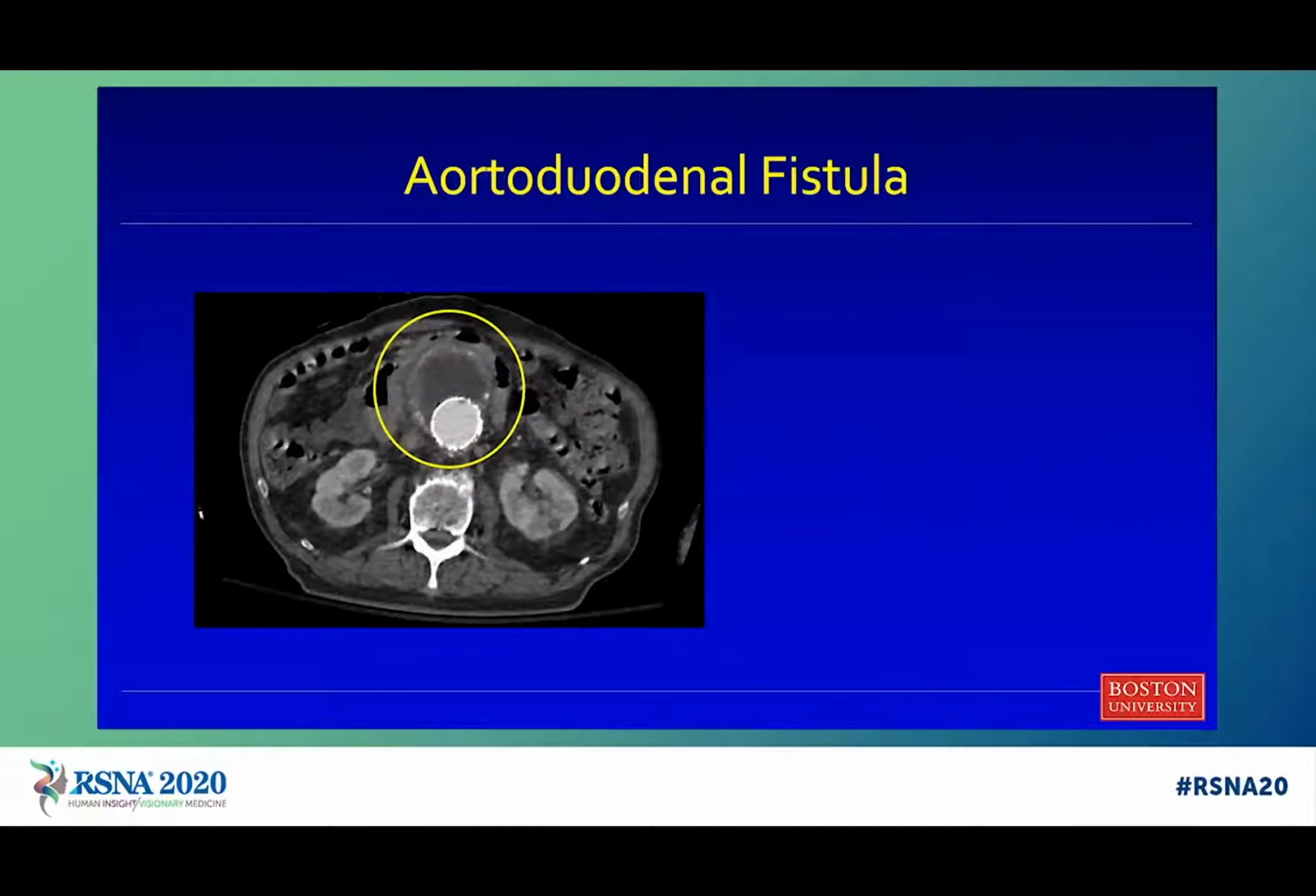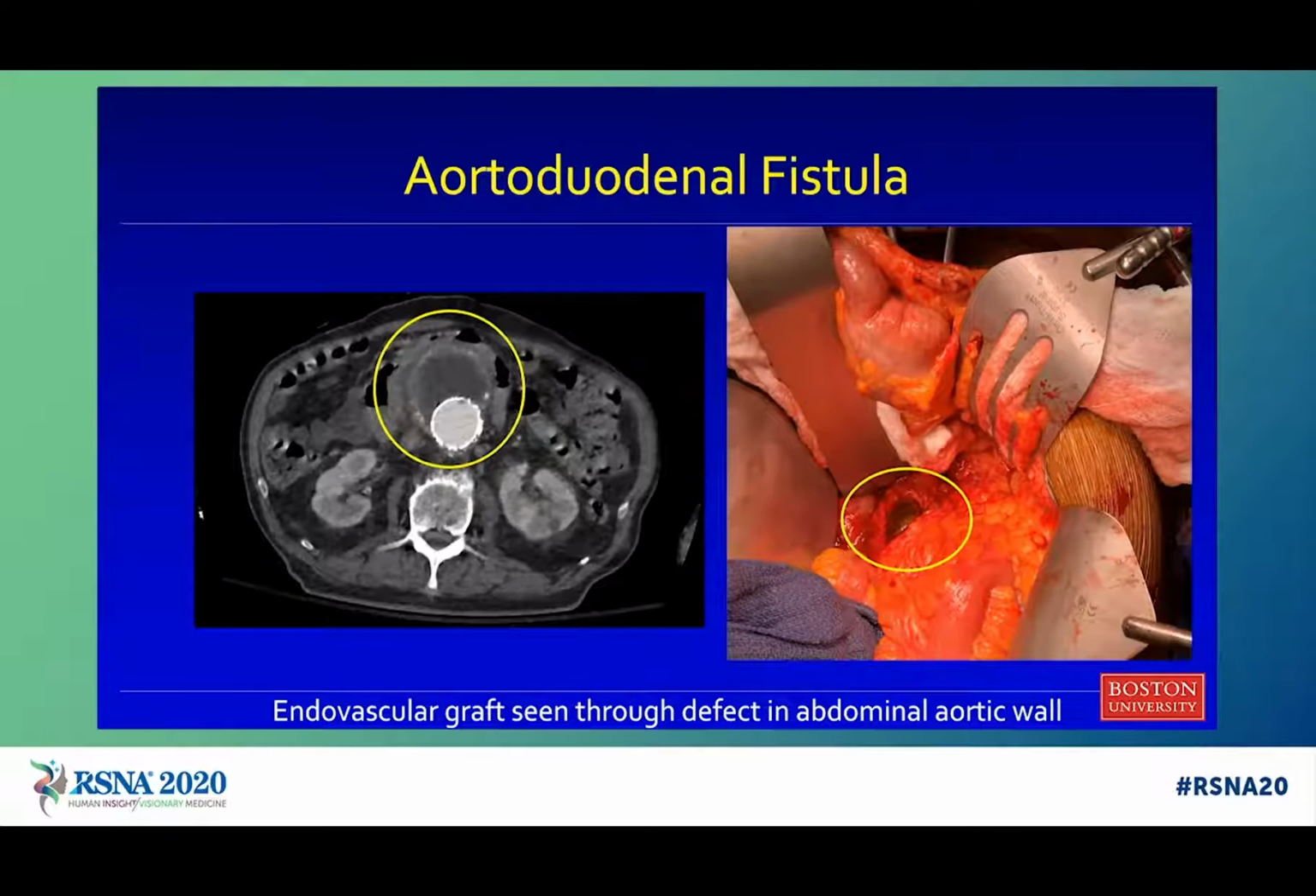When we interrogated the superior images, we saw that the third portion of the duodenum directly abuts the aneurysm sac, and there's a loss of the intervening fat plane. Along with the air within the aneurysm sac, we were worried about an aortoenteric fistula. Here in the operating room, we see the endovascular graft through a defect in the abdominal aortic wall.